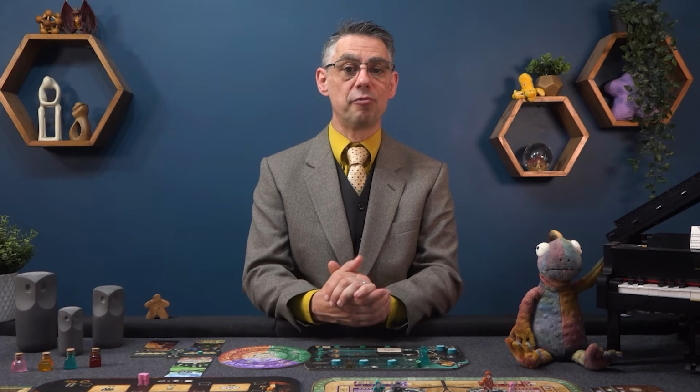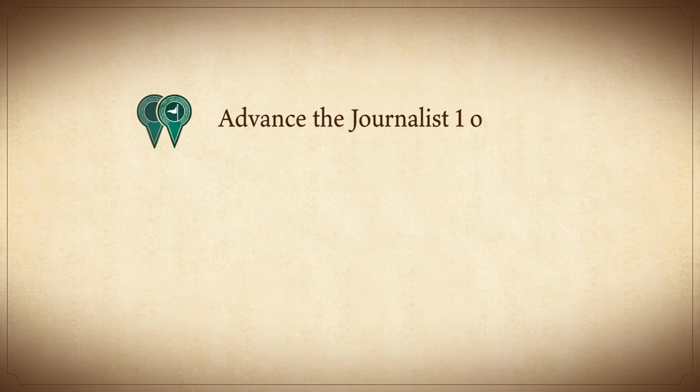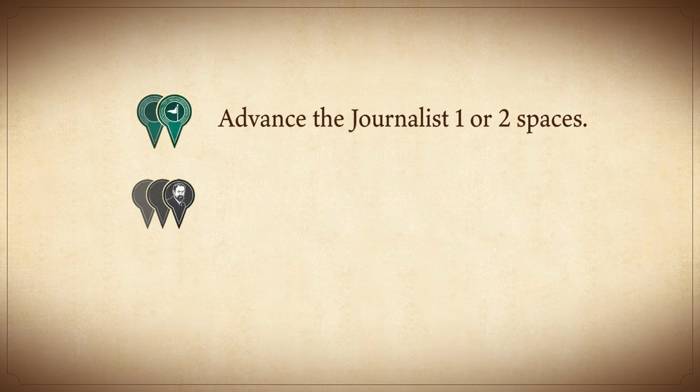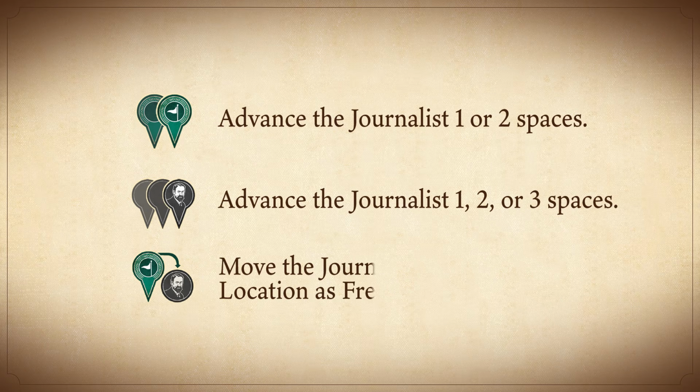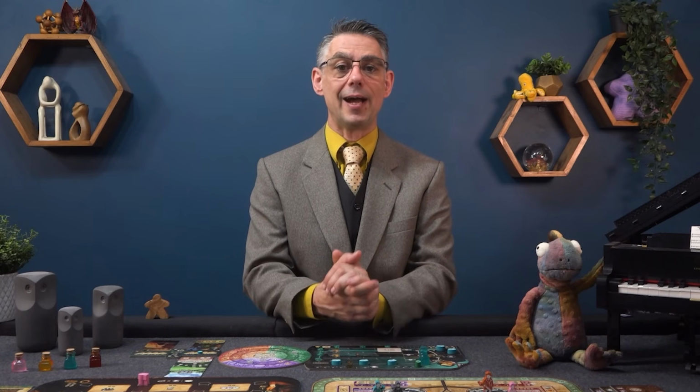During the game, whenever you gain the ability to move either yourself or Freud, you can choose to move the journalist instead. So the icons found in the base game can be used as follows. This icon allows you to advance the journalist 1 to 2 locations. This one advances the journalist 1 to 3 locations. And this one moves the journalist to the same location as Freud. You then resolve the effects of the location as normal.